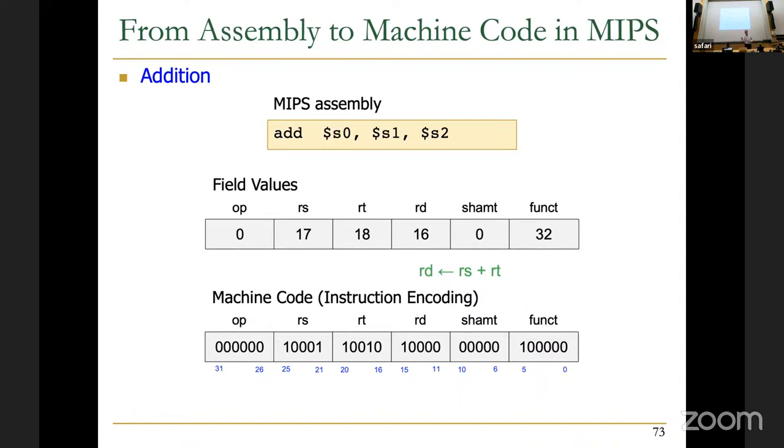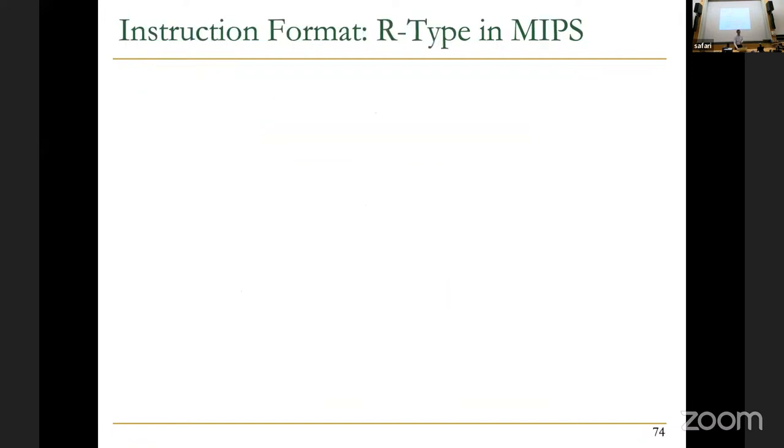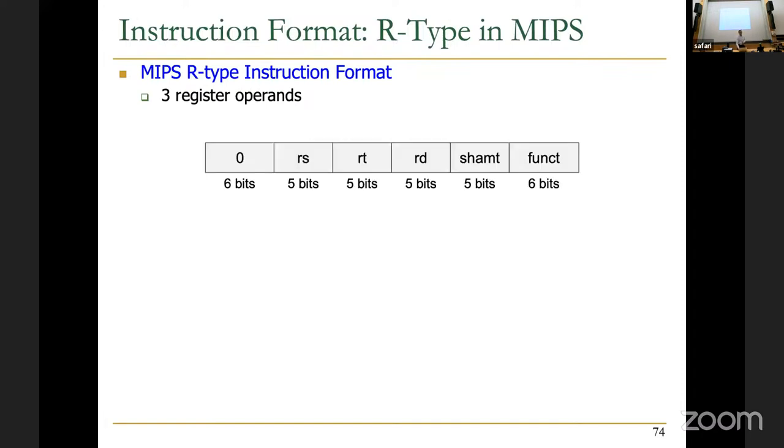Once you write an assembly like this, somebody does this conversion from assembly code to machine code for you, and that's a compiler, essentially a machine code compiler. And this is the hexadecimal version, as you can see. This is the R-type instruction format in MIPS, actually. It's one type of operate instruction format. There are three register operands, as you can see.